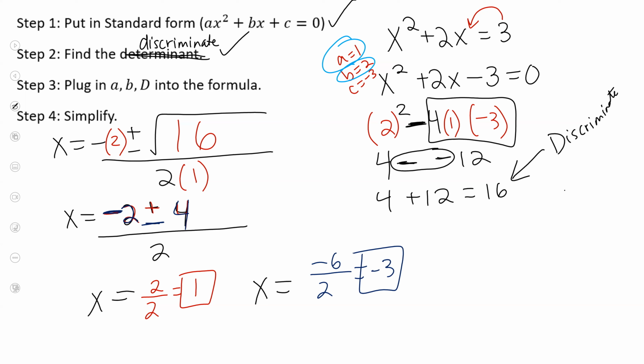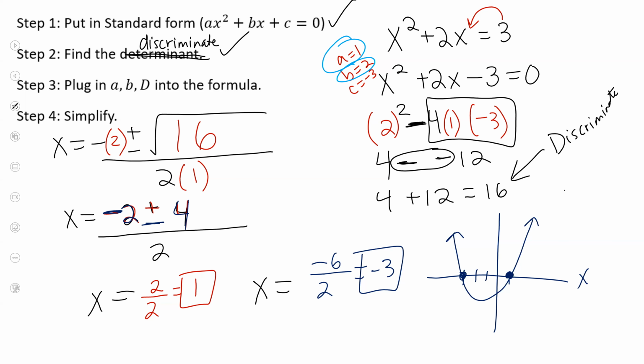What this means, guys, we just found the solutions. Another word for solutions is x-intercepts. So that means at 1, you have an x-intercept, and at negative 3, you have an x-intercept. So your graph would look something like that. It crosses the x-axis at those 2 numbers. You found your solutions. Okay? All right, let's do another one.